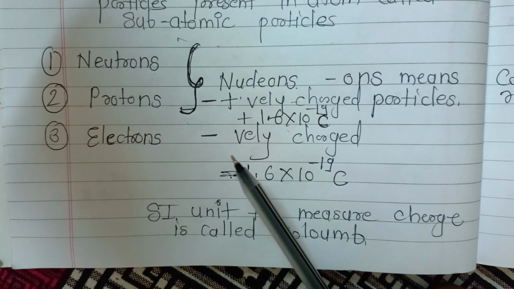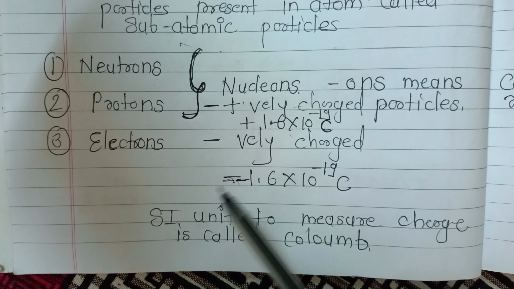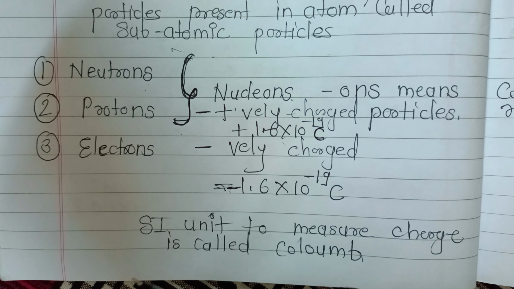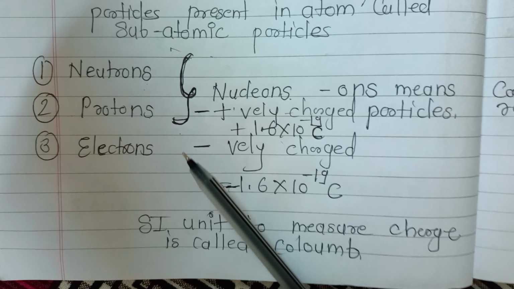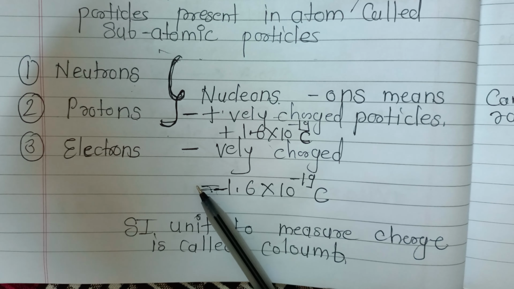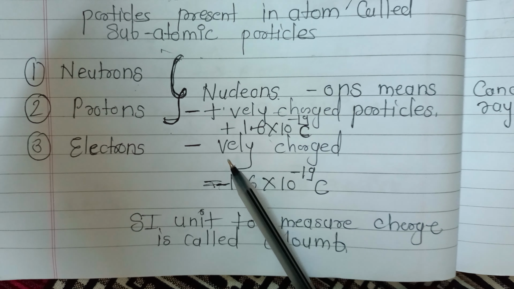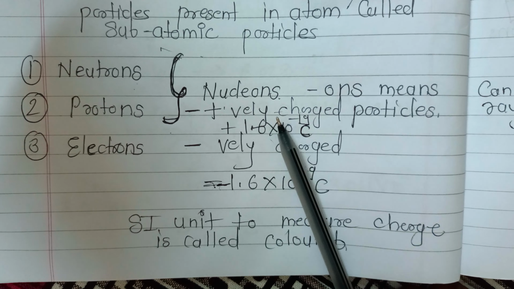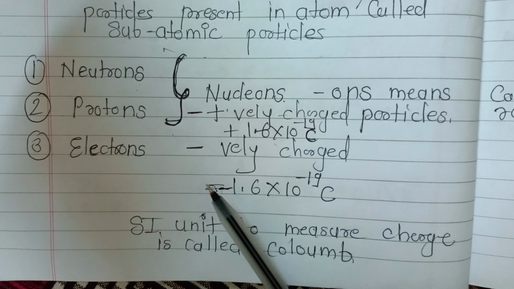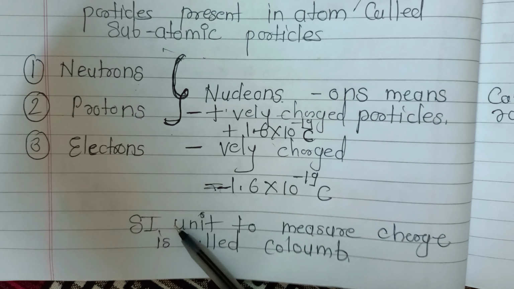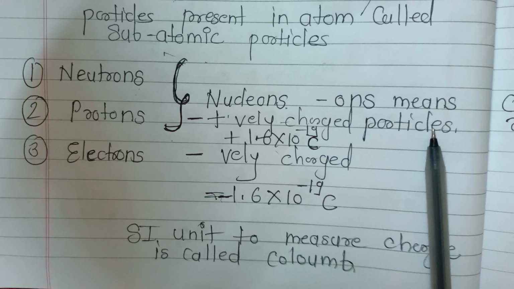You know, students, neutrons are chargeless particles. They don't have any charge on them, right? And protons are positively charged particles. Protons are always positively charged particles present in the nucleus. Neutrons are chargeless. So protons are positively charged particles.